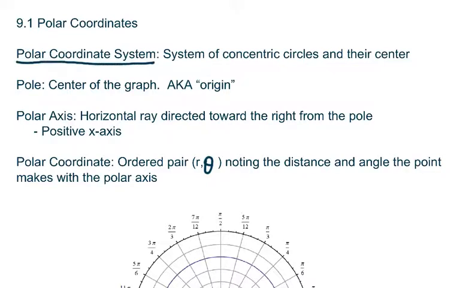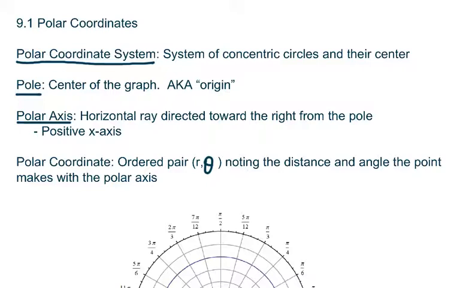It's a system of concentric circles, concentric meaning emanating from the same place and working our way outwards, and their center. Okay, the center of the graph, or the origin as we know it, is called the pole. And then the polar coordinate system has a polar axis. It's a horizontal ray directed toward the right from the pole. Basically, it's the positive x-axis when we think of a graph.